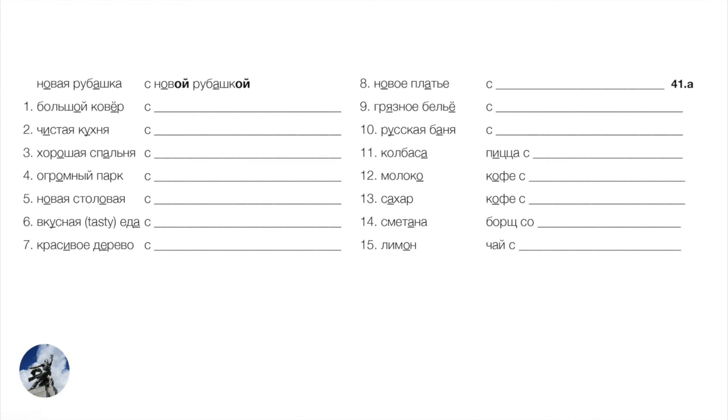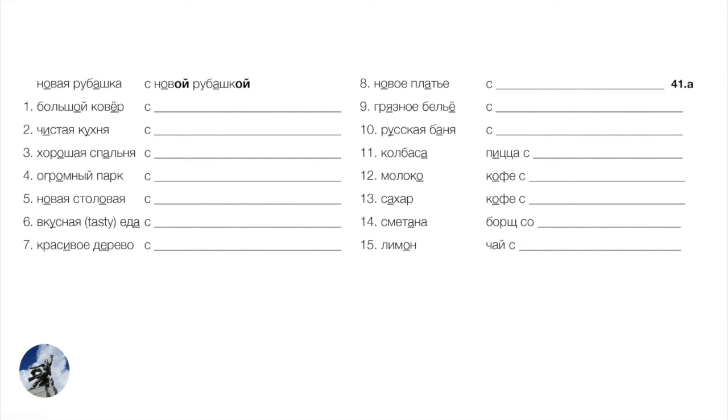Number 9, грязное белье. Another soft neuter, but this one is in stressed. С грязным бельем. Number 10, русская баня. So with the Russian bathhouse, a banya. С русской баней. All right, so soft, but not in stress.